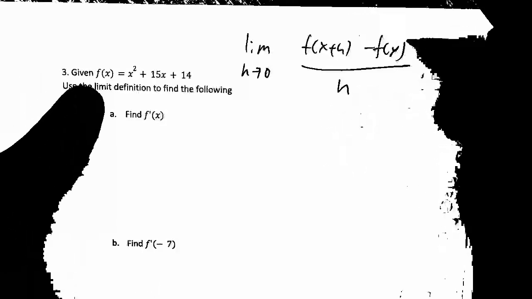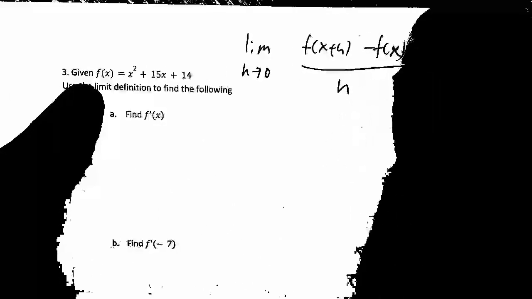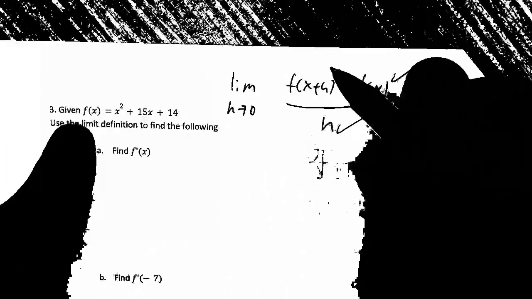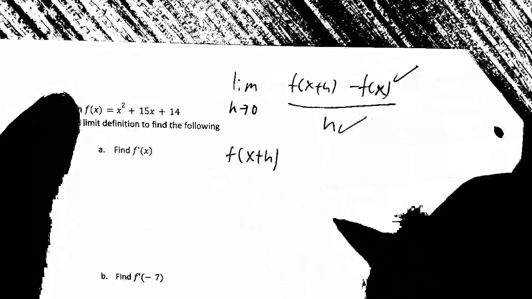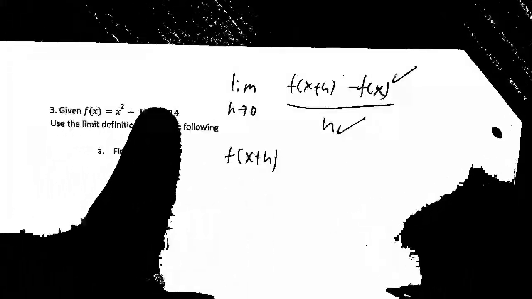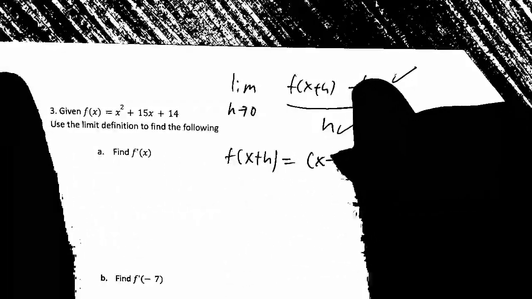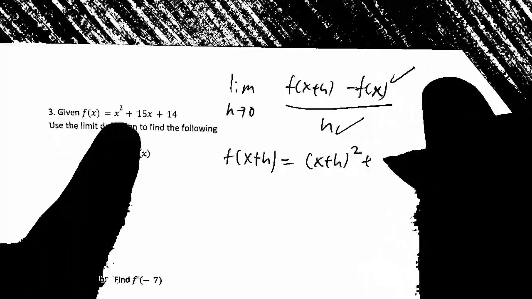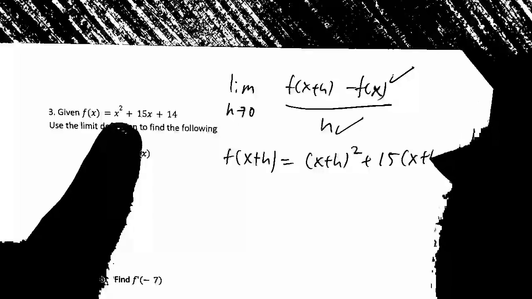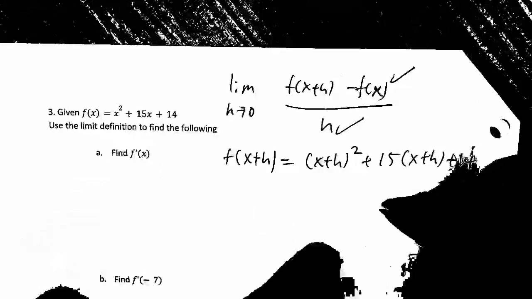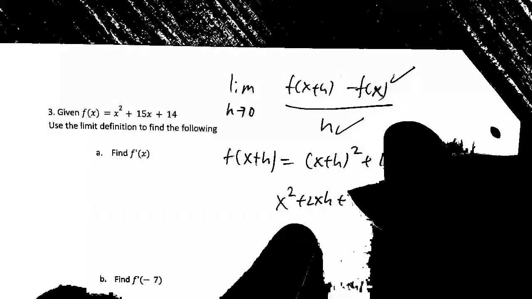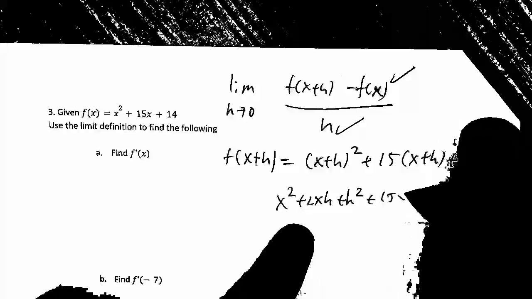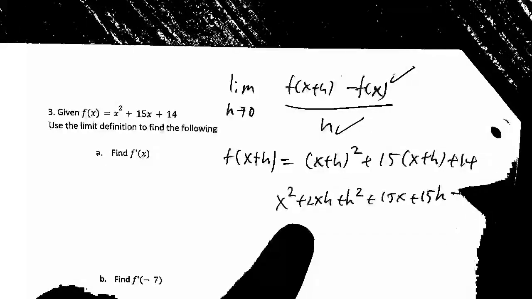So f of x, I already know f of x. That's easy, right? That's just x squared plus 15x plus 14. And h is easy. The only thing that's hard here is f of x plus h. We need to find that. That means, again, plug in x plus h for all the x's here. So it's going to be x plus h squared plus 15 times x plus h plus 14. Okay, we're going to simplify this. x plus h squared is x squared plus 2xh plus h squared plus 15x plus 15h plus 14.